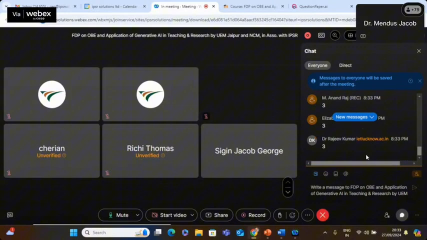Yes, it is correct, because analyze is a higher order than apply level. So the mapping strength is 3. That means if the student is getting 100% mark for this particular question, we can say that there is full attainment of this outcome with respect to that question.